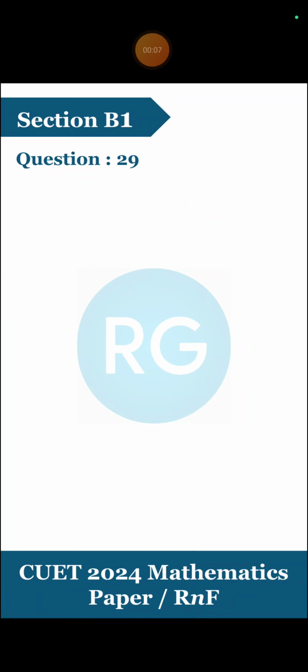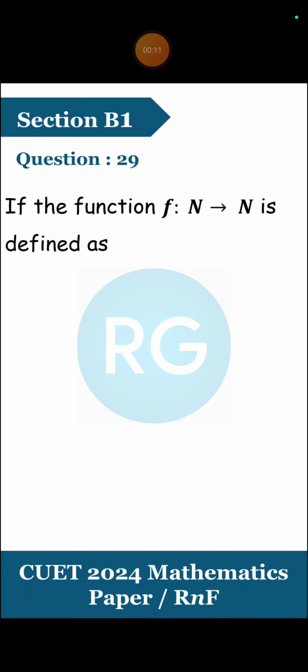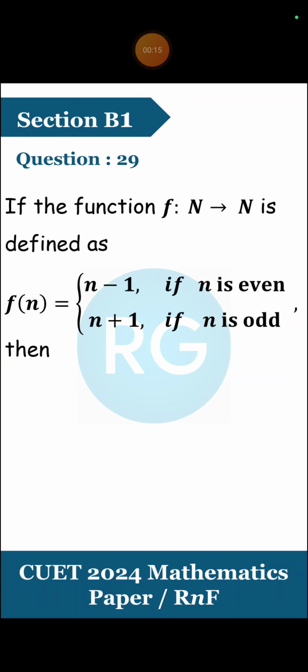Section B1, question 29. This is a question from relation and function. The function is from natural numbers to natural numbers and it is defined as: if n is even, the value of f(n) is n minus 1, and if n is odd, the value of f(n) is n plus 2.